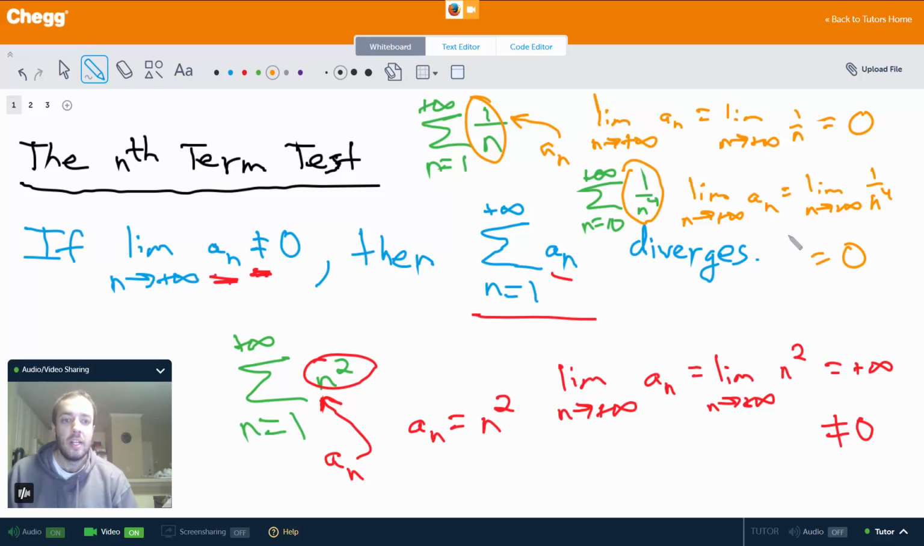So again, the nth term test doesn't help us at all in this case, because remember, the nth term test says if the limit of the sequence is not 0, then you can conclude that the series diverges, okay?